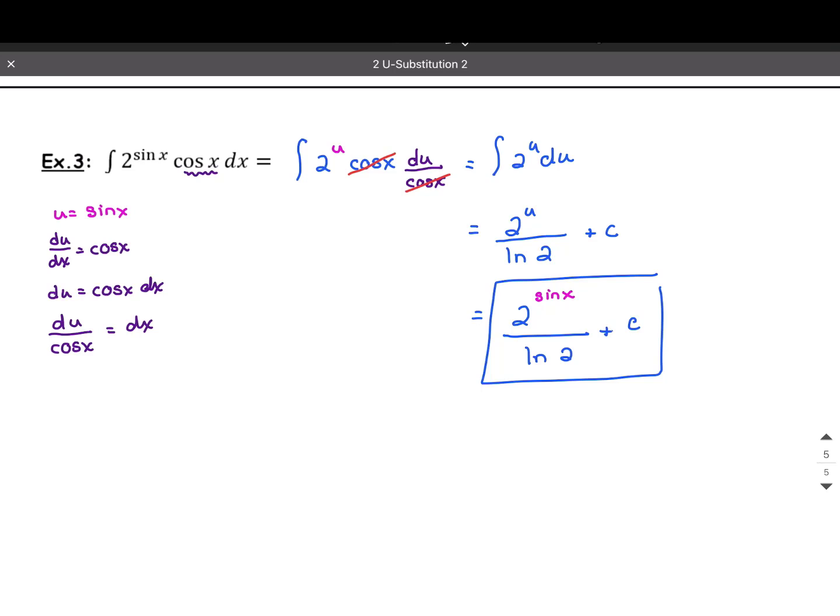All right, guys, so we have reviewed integrals of e to the exponent, the integral of 1 over u, which is the natural log of an absolute value, and the integral of a number raised to a function of x. So 3 more types of U substitution problems.